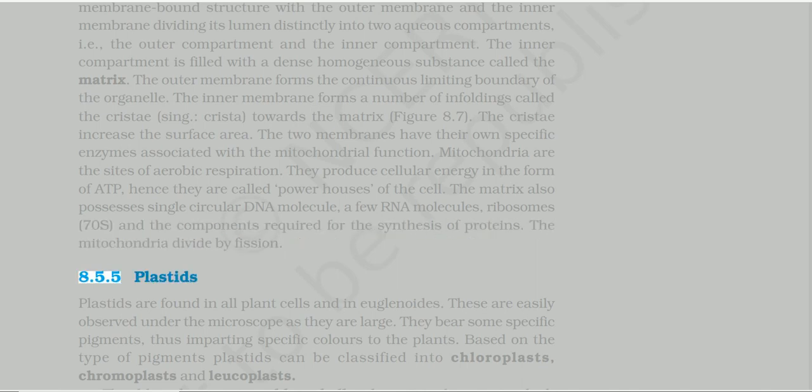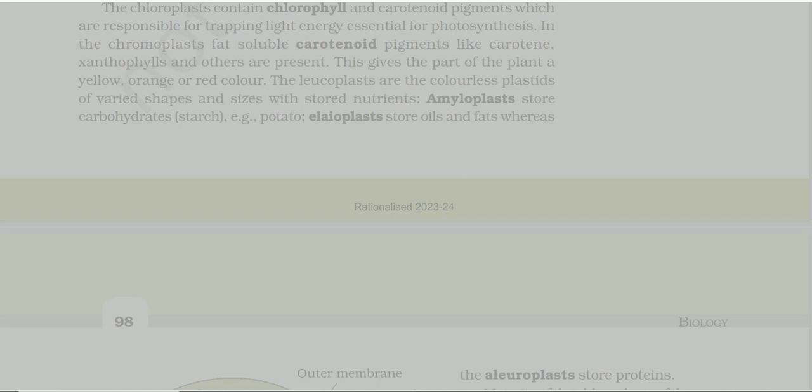8.5.5 Plastids. Plastids are found in all plant cells and in euglenoids. These are easily observed under the microscope as they are large. They bear some specific pigments, thus imparting specific colors to the plants. Based on the type of pigments, plastids can be classified into chloroplasts, chromoplasts and leucoplasts. The chloroplasts contain chlorophyll and carotenoid pigments which are responsible for trapping light energy essential for photosynthesis. In the chromoplasts, fat-soluble carotenoid pigments like carotene, xanthophylls and others are present. This gives the part of the plant a yellow, orange or red color.